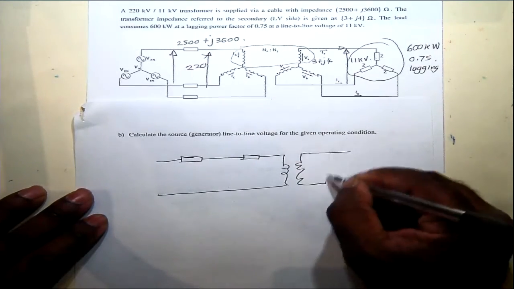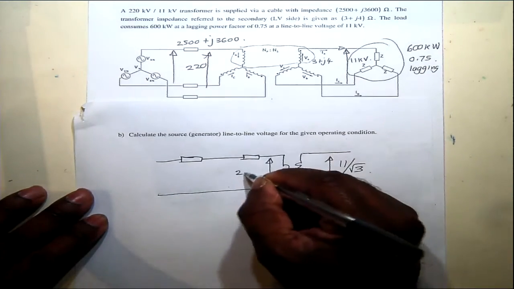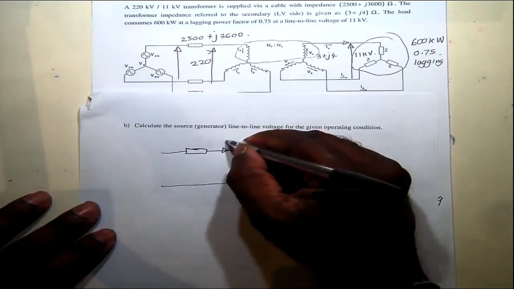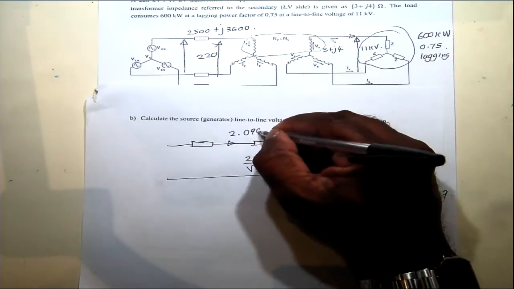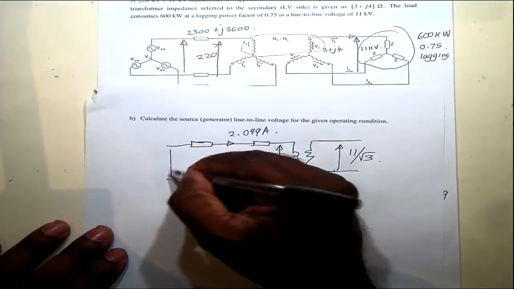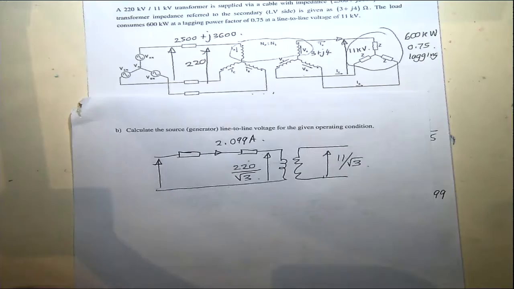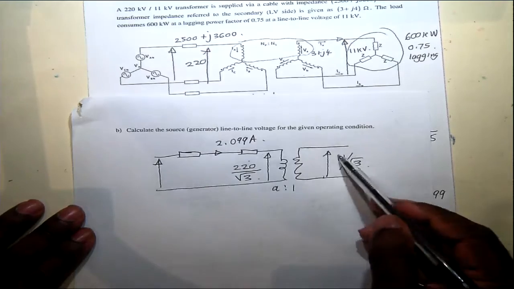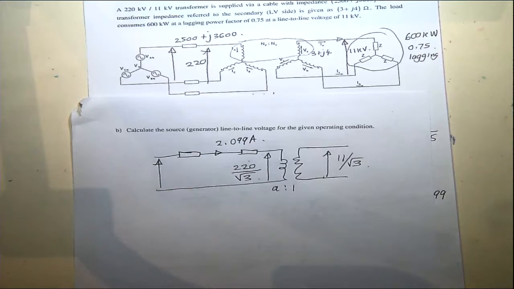And then this side it's 11 kilovolt, and this side it will be 220 kilovolt per phase voltage, and this will be conducting 2.099 amperes. Then we have to figure out this particular voltage on the primary. So this is the single phase equivalent circuit for this transformer circuit. Here it's given as 11 kilovolt, so we can directly relate it to this primary referred secondary voltage as 220 over root 3.